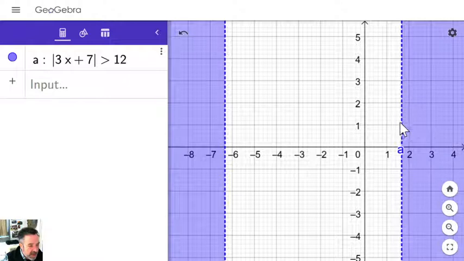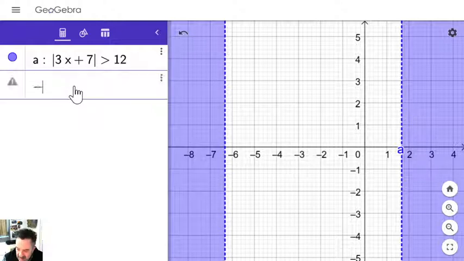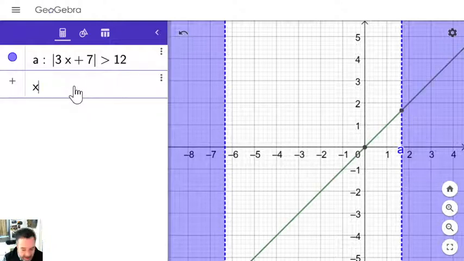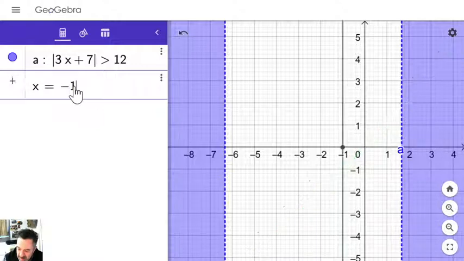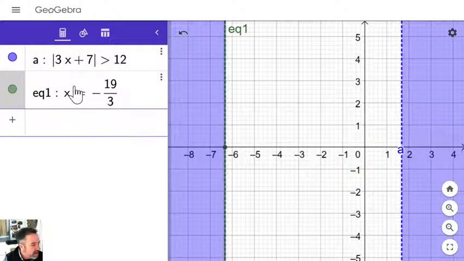You'll notice it's a dashed line. That's why we have an open interval. This line is not included here. Over here, this point is not included. This is negative 19/3. If I want to confirm that those are really the points, I could just type x is equal to negative 19/3, and I can see, yeah, that's definitely the 19/3.